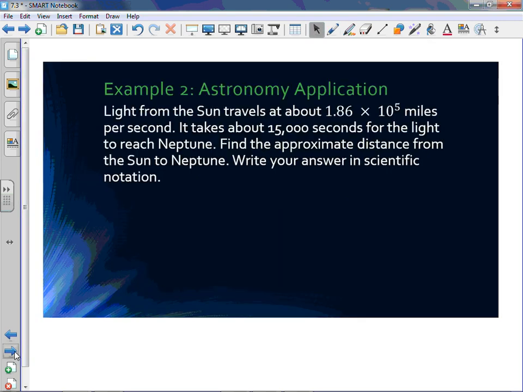All right. Here's a word problem for you. Probably knew it was coming. Light from the sun travels at about 1.86 times 10 to the 5th miles per second. It takes about 15,000 seconds for the light to reach Neptune. Find the approximate distance from the sun to Neptune. Write your answer in scientific notation.